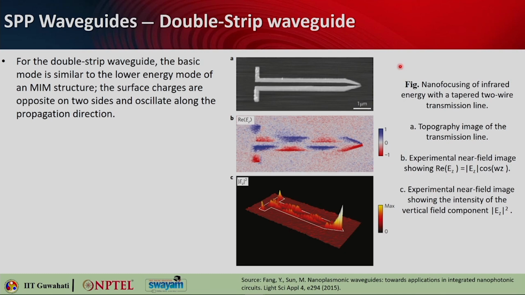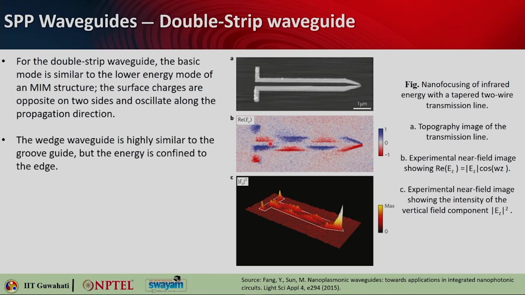For the double strip waveguide, the basic mode is similar to the low energy mode of an MIM structure, that is a metal insulator metal kind of structure, and the surface charges are opposite on two sides. This is how the structure looks. It is a double strip waveguide. There is an edge or tapering towards the end, and the surface charges are basically opposite when they are oscillating along the propagation direction.